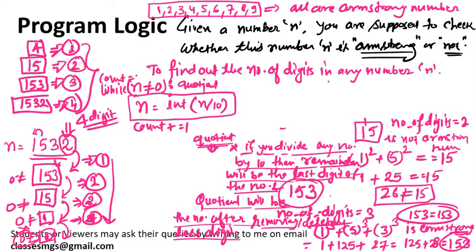Okay, so essentially we are solving the first part of the problem: count equals 0, while n is not equal to 0, we need to keep on dividing this number by 10, and whenever we get the number equal to 0, then we need to stop it.